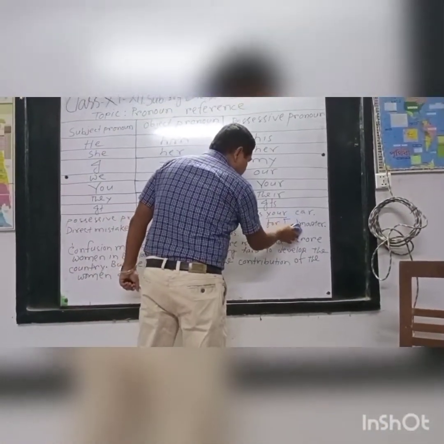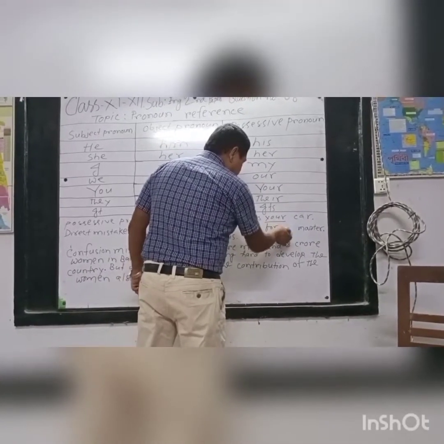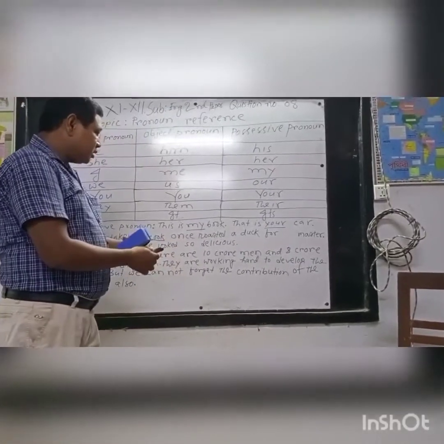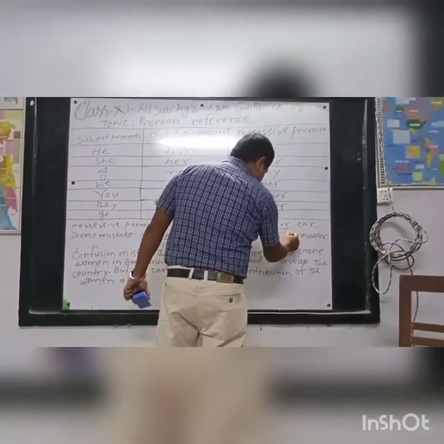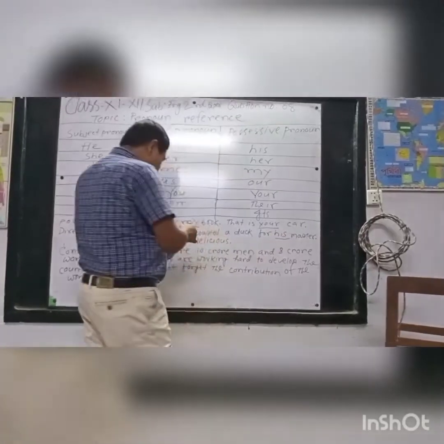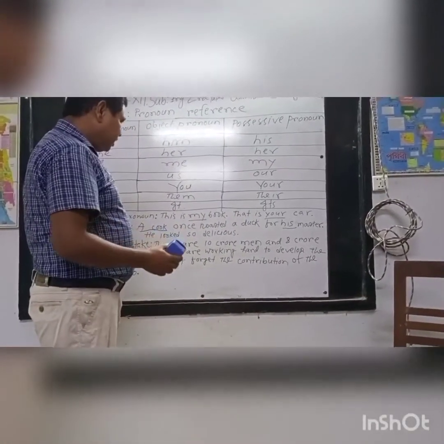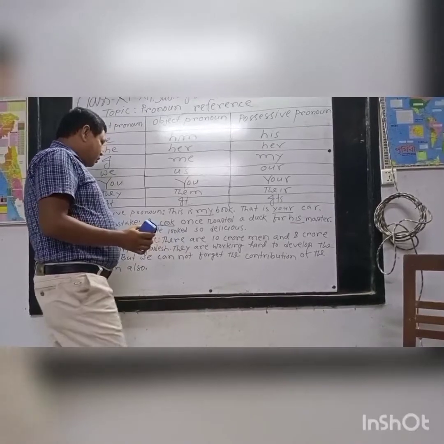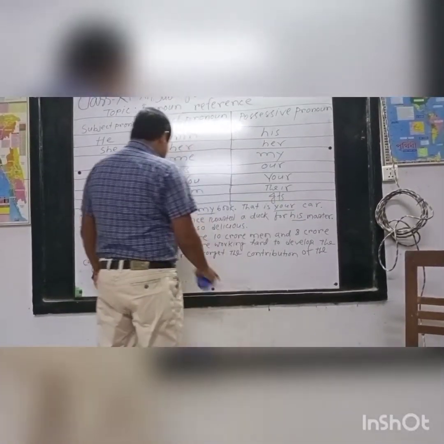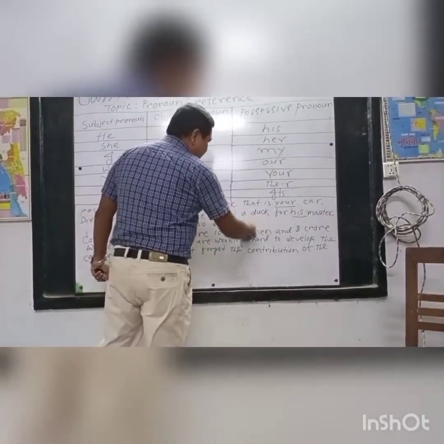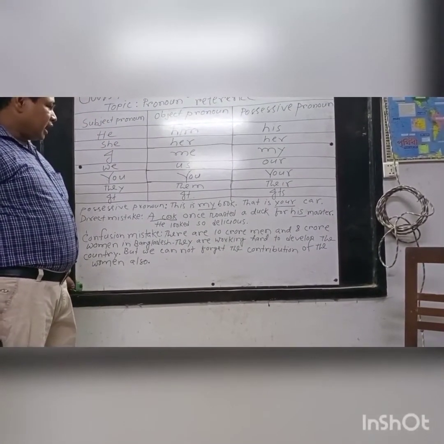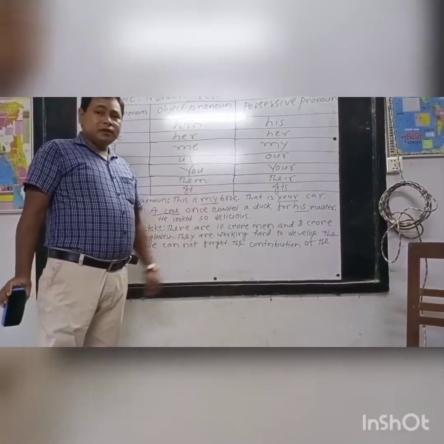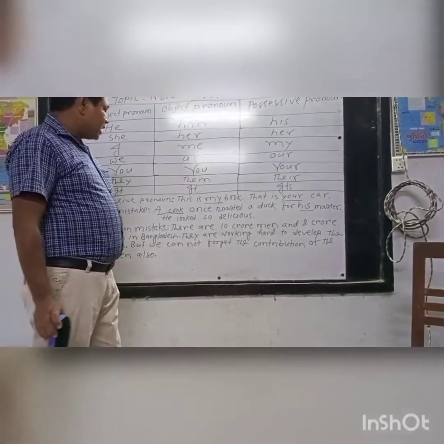So we can use a personal pronoun. We have already found out the incorrect pronoun. It will be his, if we change its. A cook once roasted a duck for his master. Now the sentence is clear, and we have already found out the incorrect pronoun and we have corrected it.